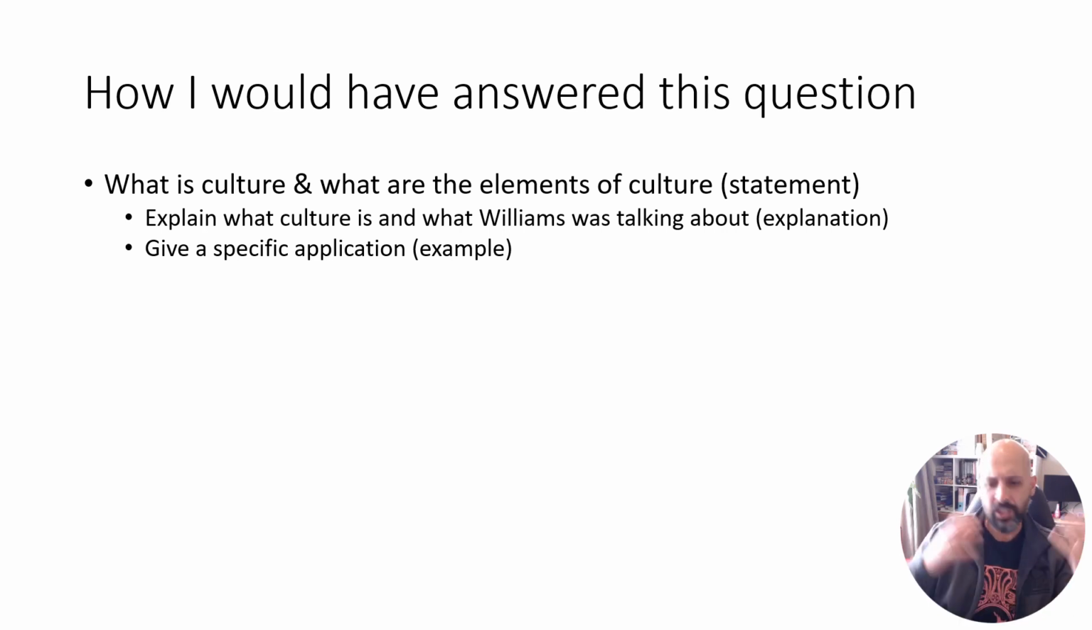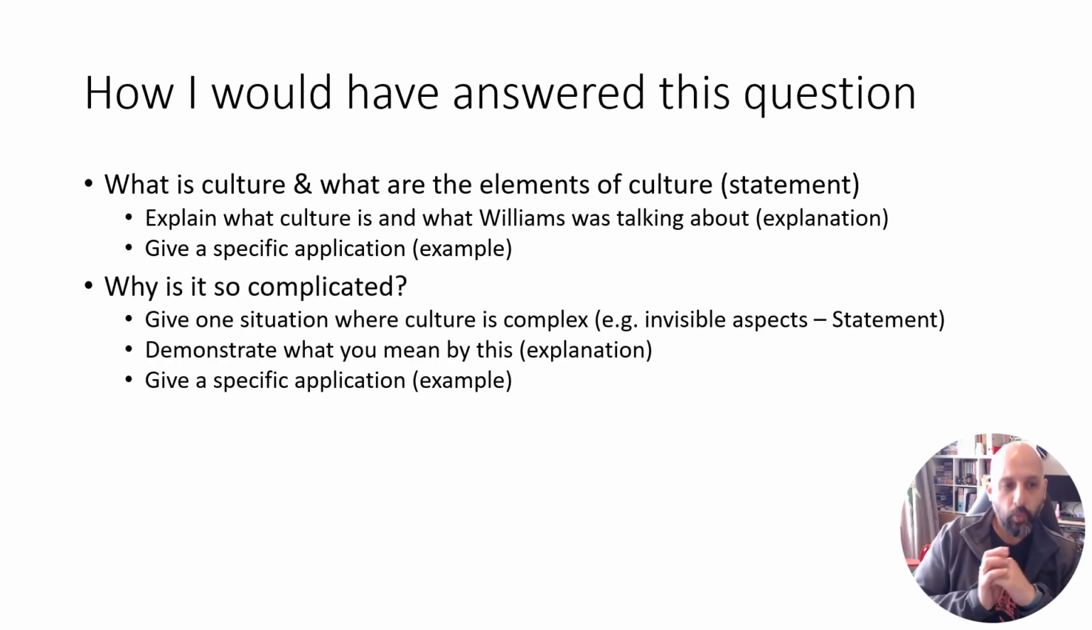So already you have got quite a long paragraph as to what culture is, and we haven't even started answering the question. Even if you did that as a starting point, you're looking at 2 to 4 marks max, all right? Because we have basically just looked at what culture is, and we've started to answer the question. Let's expand upon this. Why is it so complicated? So next paragraph, start to pick out the different aspects. So give one situation where culture is complex.